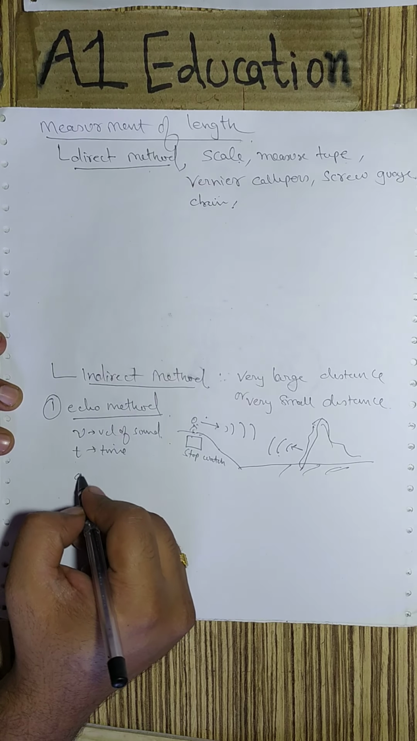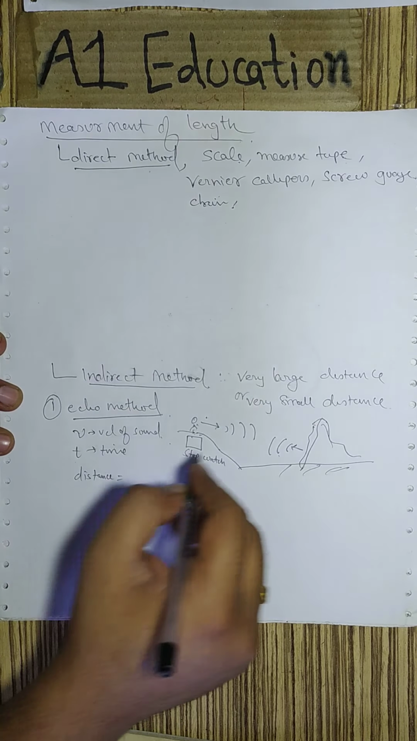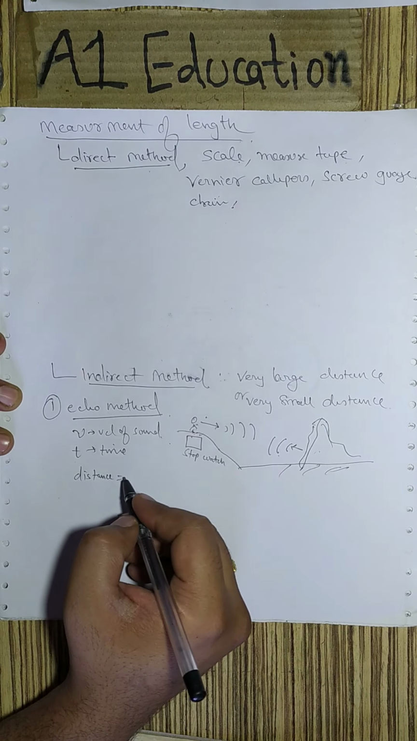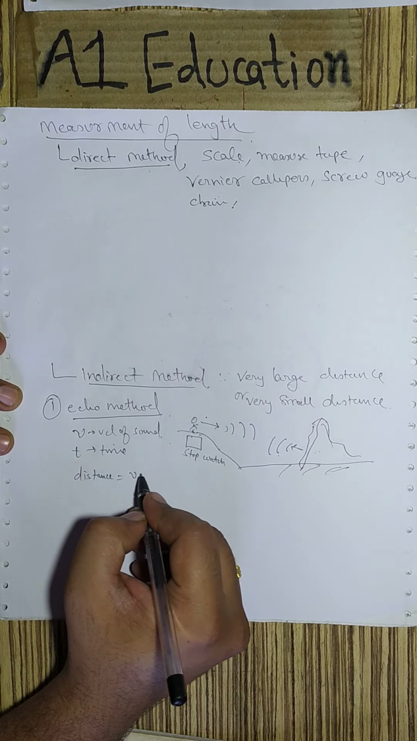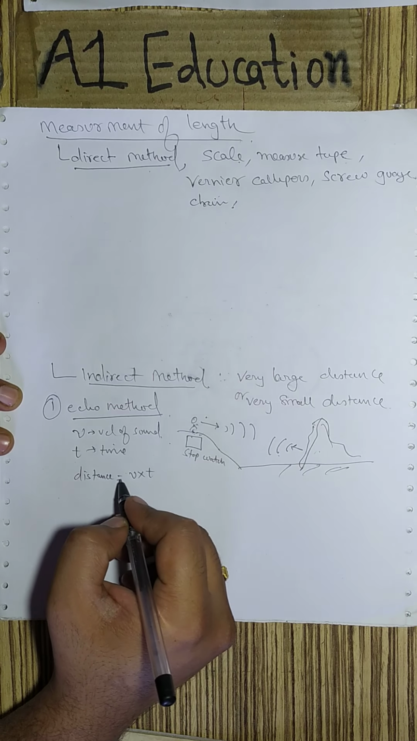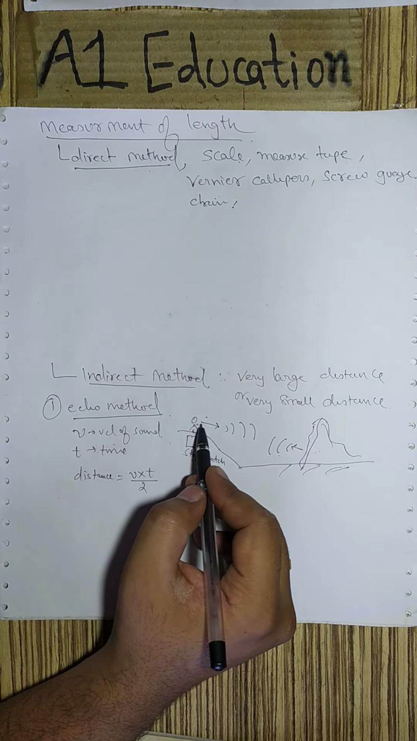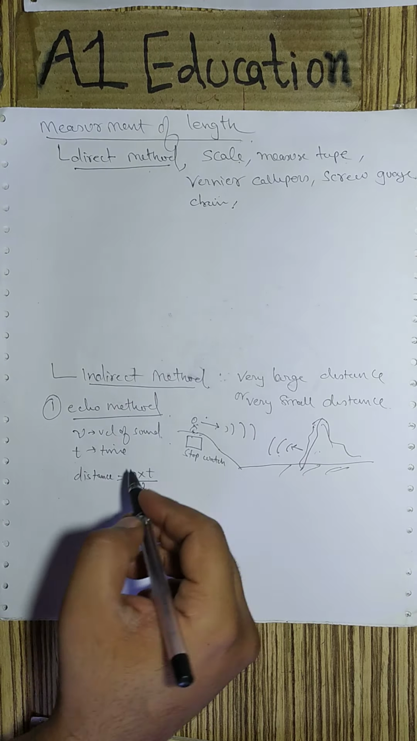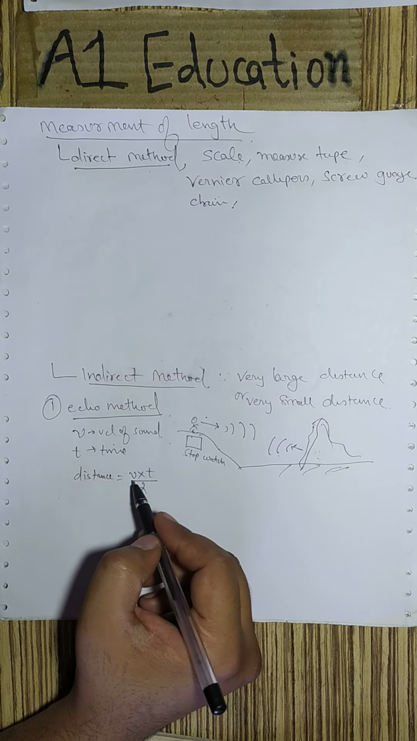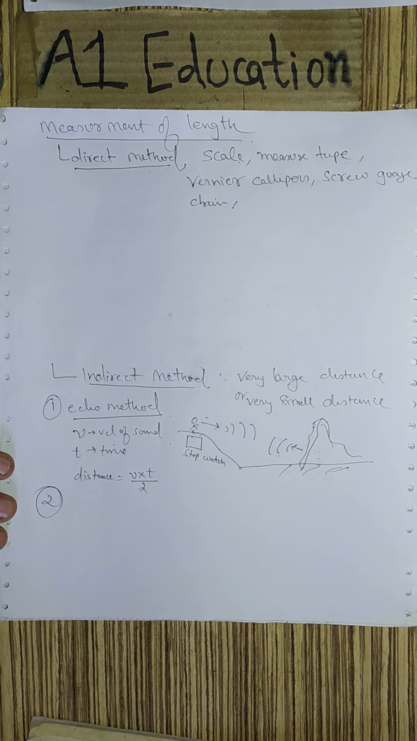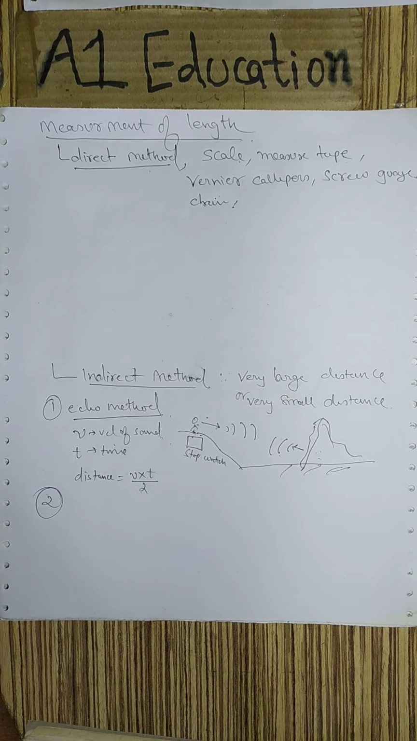So ultimately the distance between the source and the reflector can be found out as speed into time, by 2. It will be twice the distance because sound has gone forward and again reflected back. So that is why we will get double the distance. So we divide it by 2 in order to get the distance between the two points. This is the echo method. The next method which we will discuss is the parallax method.